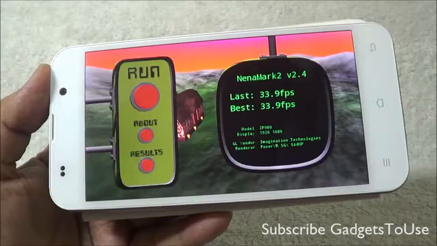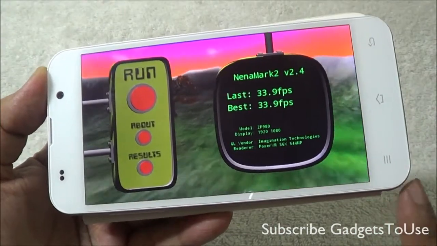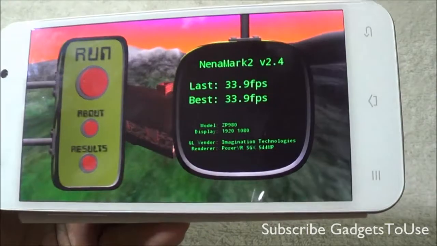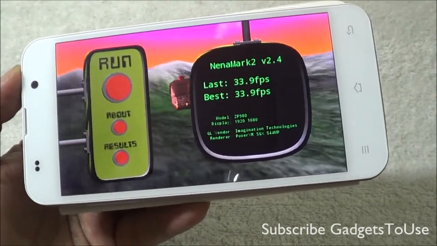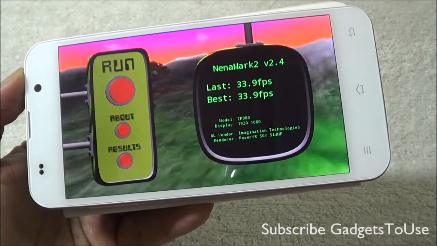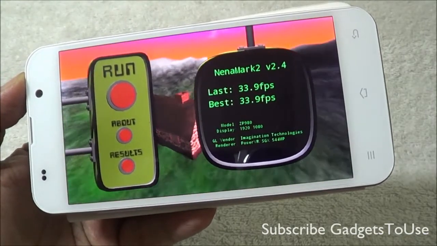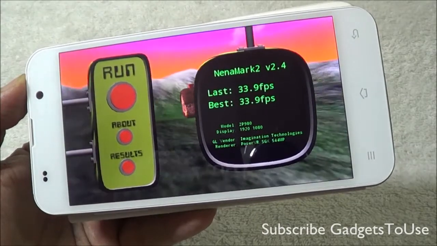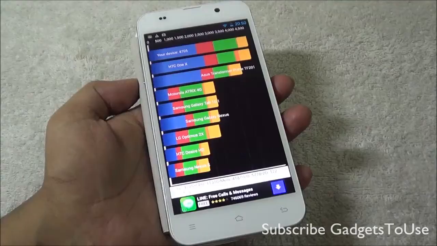As far as the benchmark score for NenaMark is concerned, this device has scored 33.9 FPS in NenaMark. So this device is going to be okay when it comes to gaming, but better than the devices which run MediaTek 6589, because the GPU on this device will run at a higher frequency as compared to those devices. So you may not notice a graphic lag when it comes to gaming on this device.